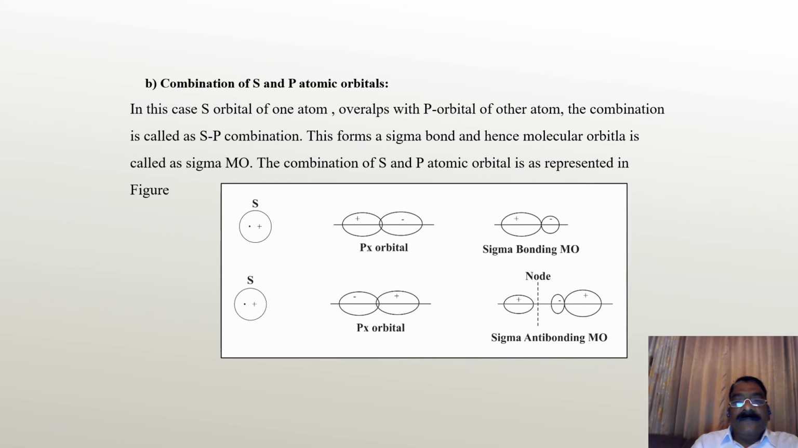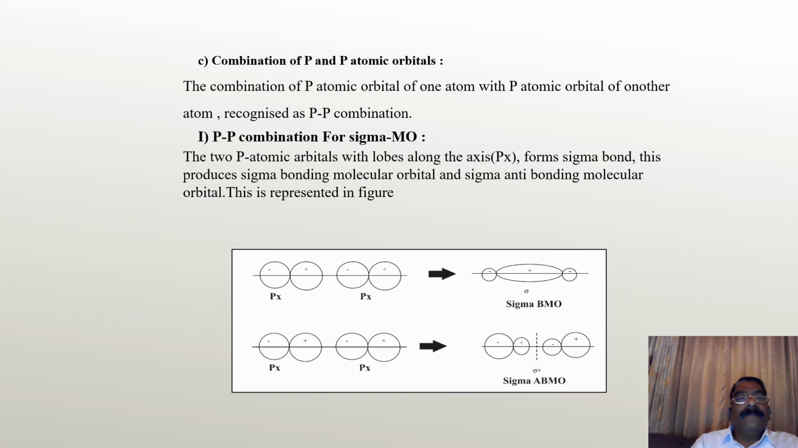See, the s orbital plus the px orbital along the internuclear axis combine and give the sigma bonding molecular orbital. In the second, the s orbital and p orbital combine, but there is a node between the atoms, and thus we have the bonding molecular orbital and the antibonding molecular orbital, one being the sigma bonding molecular orbital and the second the sigma antibonding molecular orbital.